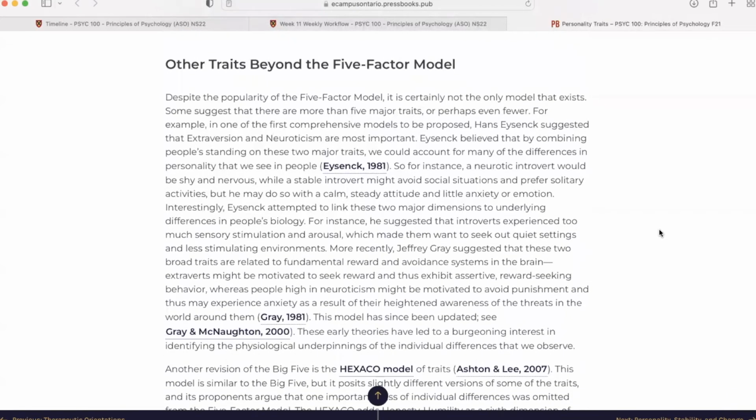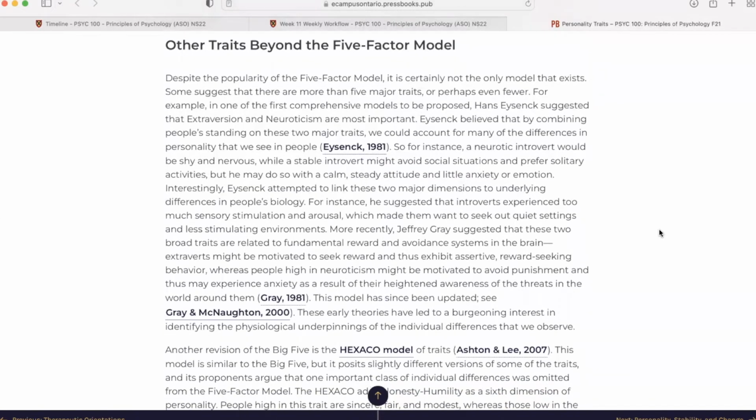Other traits beyond the five-factor model. Despite the popularity of the five-factor model, it is certainly not the only model that exists. Some suggest that there are more than five major traits, or perhaps even fewer. For example, in one of the first comprehensive models to be proposed, Hans Eysenck suggested that extraversion and neuroticism are most important. Eysenck believed that by combining people's standings on these two major traits, we could account for many of the differences in personality that we see in people.